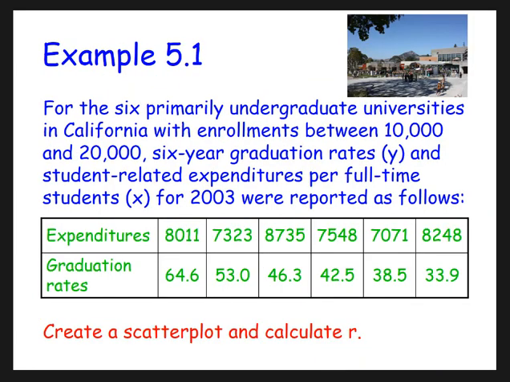So for the 6 primary undergraduate universities in California with enrollments between 10,000 and 20,000, 6-year graduation rates, that means 6 years after the start of college, they have graduated, and student-related expenditures for full-time students for 2000 were reported as follows. So the expenditures, the amount they spent, and their graduation rate.